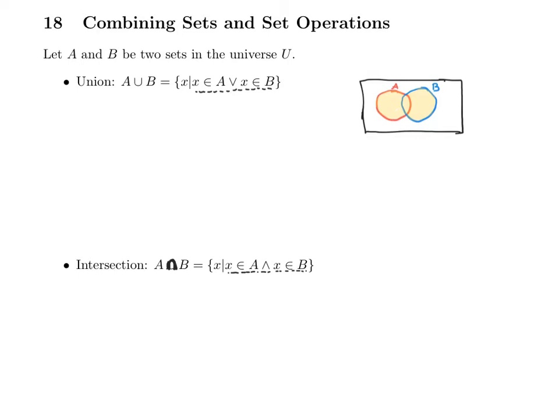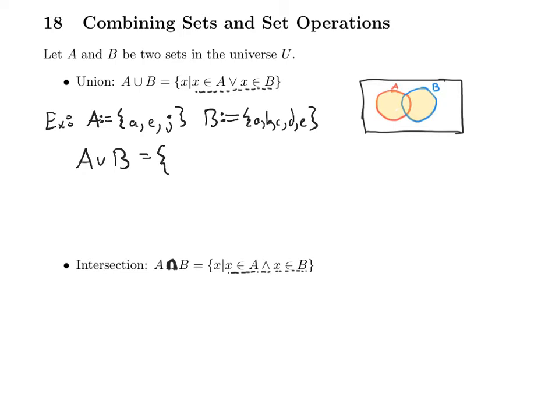And let's just do a very quick example. Oh, I do want to use a pen for this. Let's, in fact, maybe let's have this be a global thing. So let's say A is the set, oh, I don't know, let's do a, e, j, and let's let B be the set a, b, c, d, e. Then the union of these two sets is going to be all elements that are in either A or B or both. So we have a, b, c, d, e, and j.